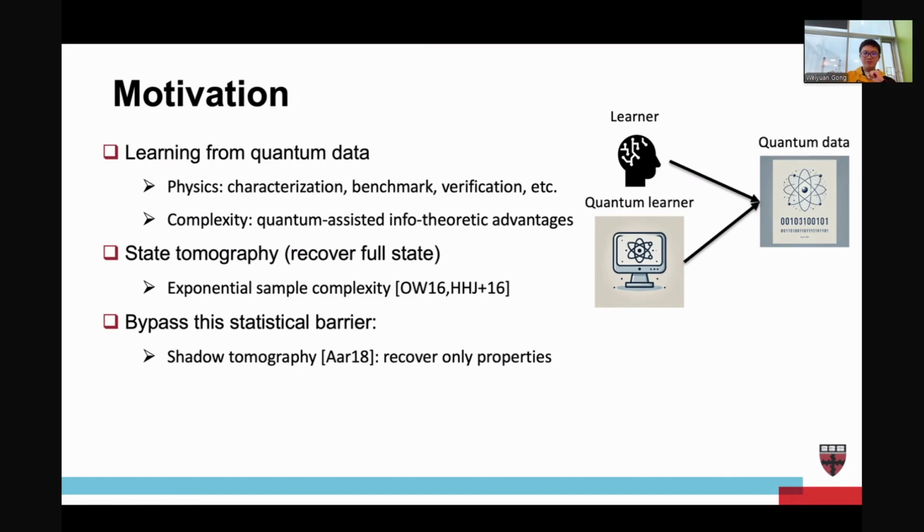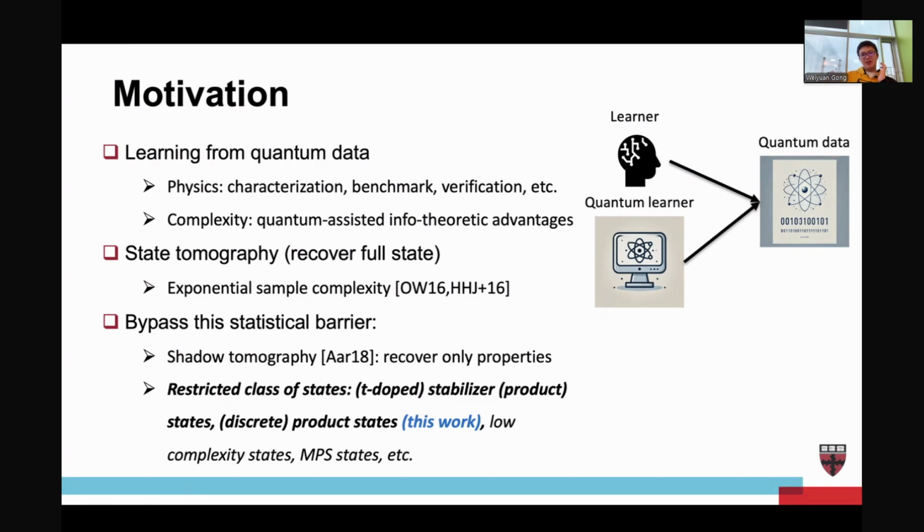It is shown that for exponentially many observables, there is a polynomial sample complexity algorithm for this task. Another way to bypass the statistical barrier is to consider state tomography not for all quantum states, but for a class of quantum states. For example, it is shown that if you are given a state guaranteed to be a stabilizer state, or a product state, or something like a T-doped stabilizer state, where T-doped stabilizer means a stabilizer circuit with T non-Clifford gates. Other examples include learning a state that can be prepared by a bounded number of quantum gates, or a state that can be represented efficiently by a 1D MPS. For all these kinds of states, there are known algorithms for state tomography using polynomial sample complexity.